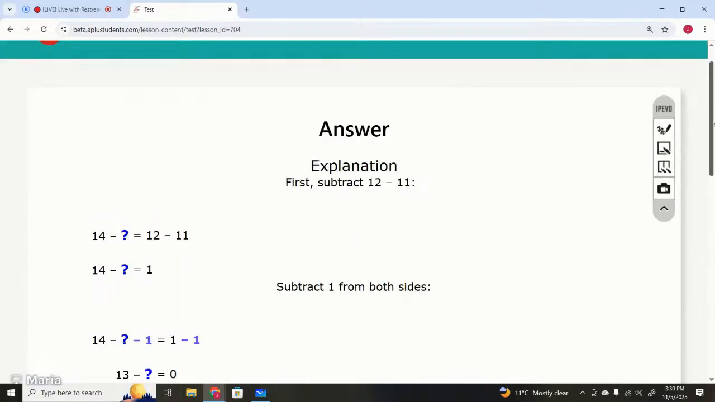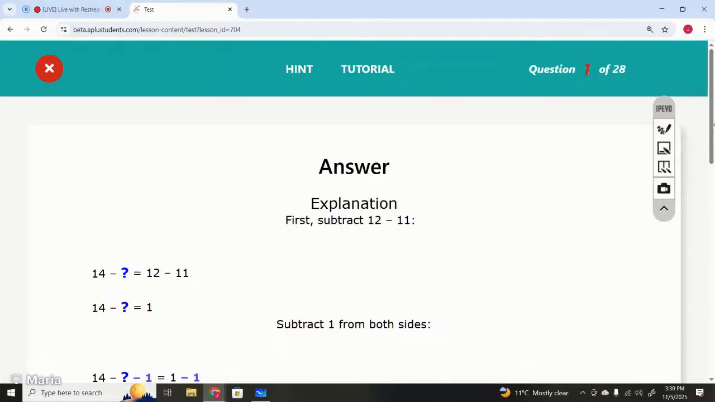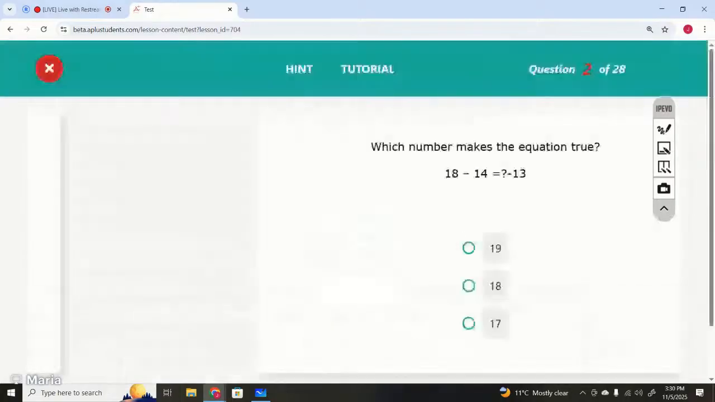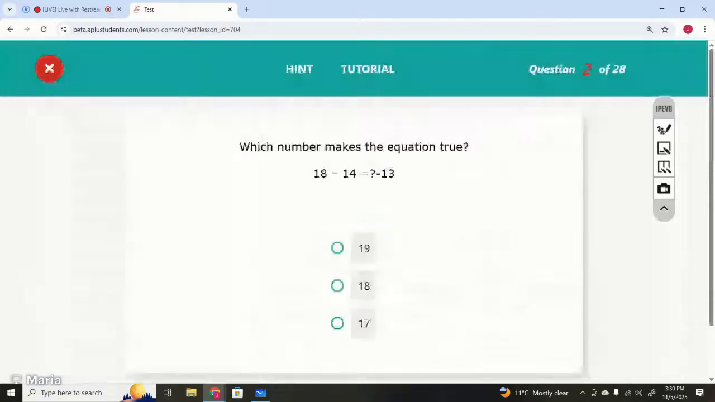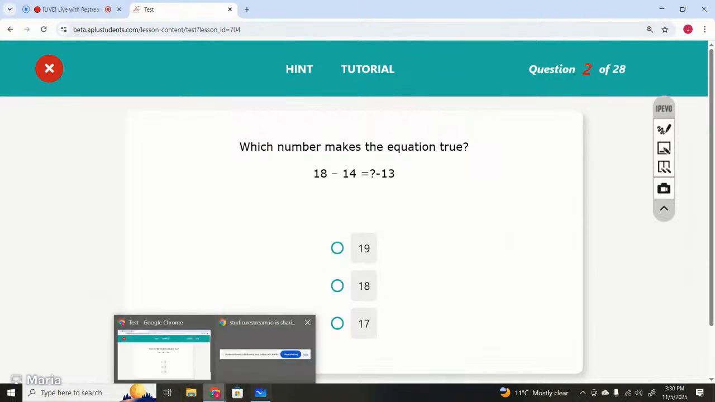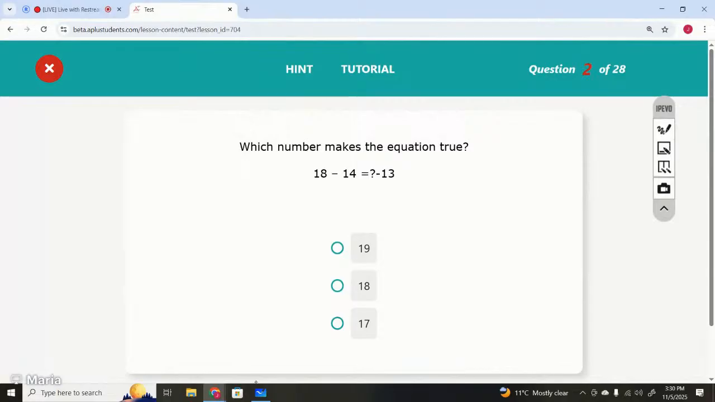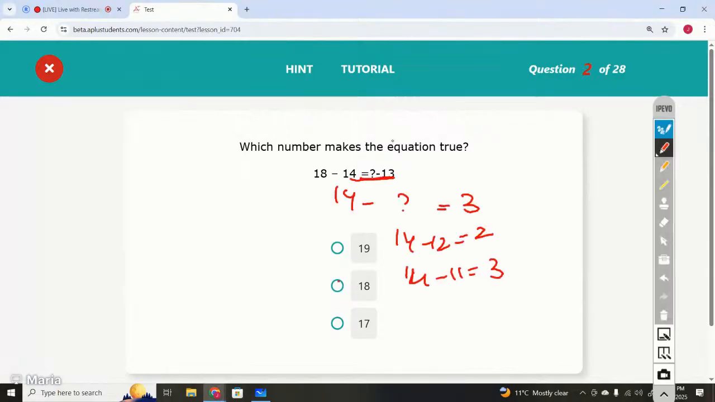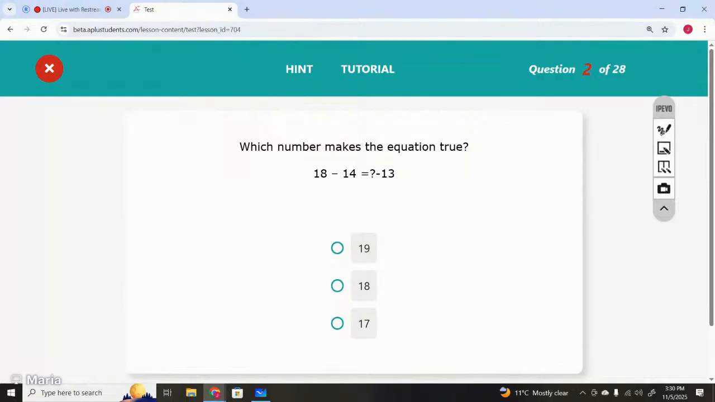Let's just start with the test questions. Which number makes the equation true? So solve this side first. 18 minus 14. So which is the correct option?